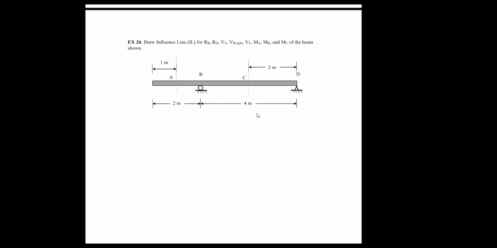So now I have plenty for you to ponder. See that? RB, RD, VA, VB to the right, VC, MA, MB, and MC of this stuff. How about that? Okay. So, ladies and gentlemen, we are no longer calculating the reactions and stuff. Now we want all the values of the reaction when we have the unit load here, there, and everywhere on the beam. Okay. Are you ready?